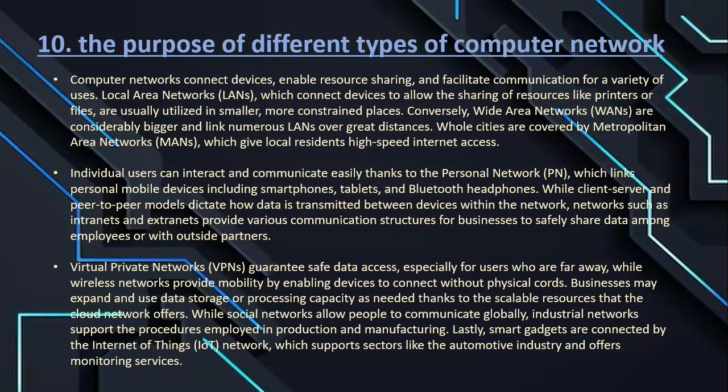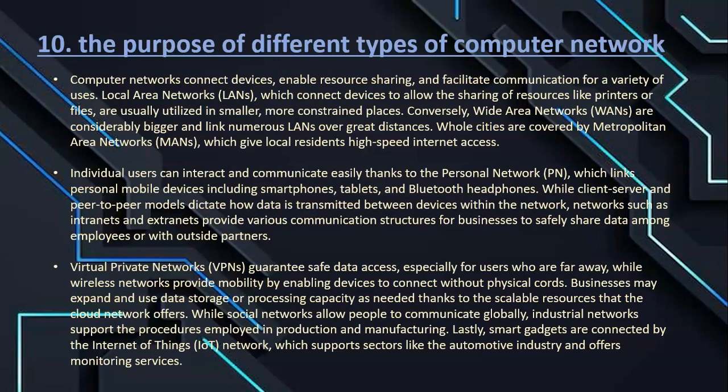Conversely, wide area networks, WANs, are considerably bigger and link numerous LANs over great distances. Whole cities are covered by metropolitan area networks, MANs, which give local residents high-speed internet access. Individual users can interact and communicate easily, thanks to a personal network (PN) which links personal mobile devices including smartphones, tablets, and Bluetooth headphones, while client, server, and peer-to-peer models dictate how data is transmitted between devices within the network.